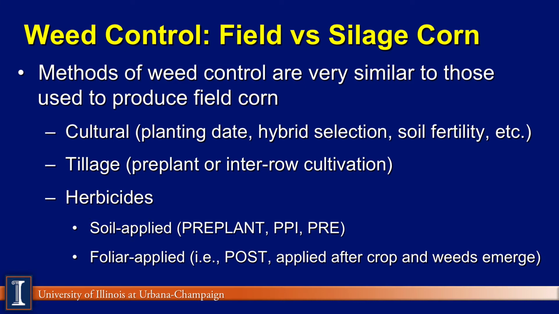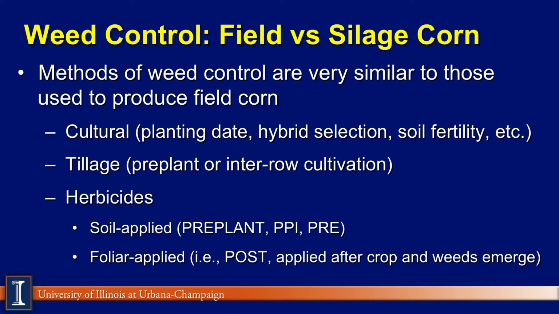Tillage is also a very effective weed control tool. We can do tillage before we plant, or we can actually do tillage between the rows once the corn has emerged. And then finally, herbicides are very, very important parts of our weed control program in both field and silage corn. We generally characterize herbicides as those that are primarily soil applied. These can be applied either before planting.